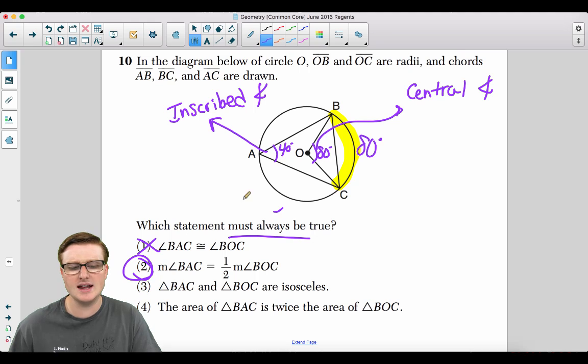Choice 3 shows that triangle BAC and triangle BOC are isosceles. That doesn't necessarily have to be true. It looks isosceles, yeah, but that doesn't necessarily have to be true because an inscribed angle could have different chord lengths. So that's not necessarily true. And the area of triangle BAC is twice the area of triangle BOC. Again, not necessarily true. Those are both assumptions. So choice 2 is the correct answer.